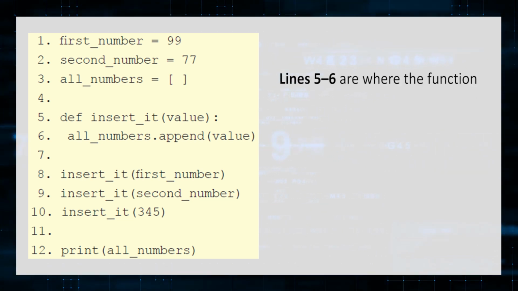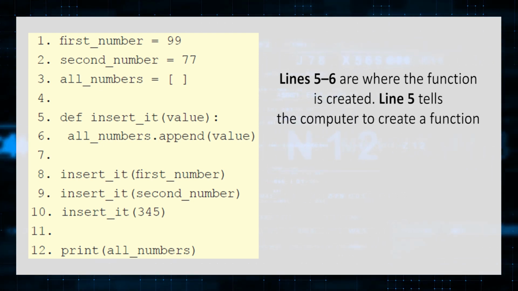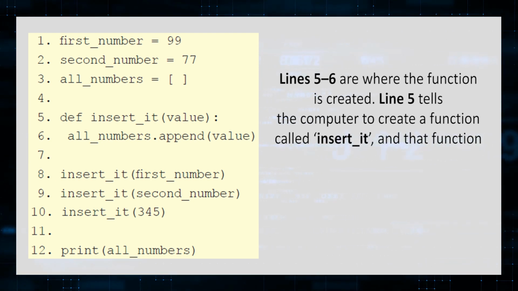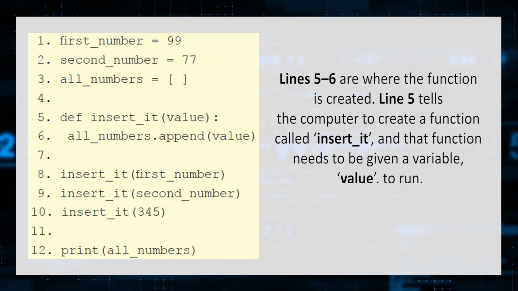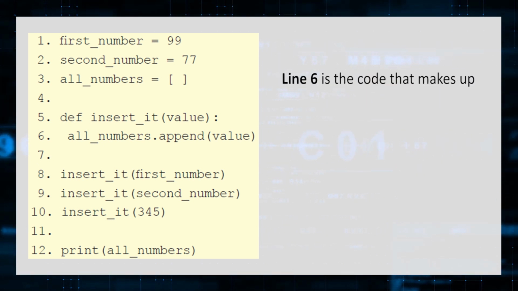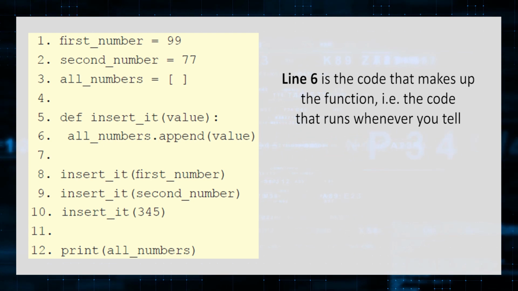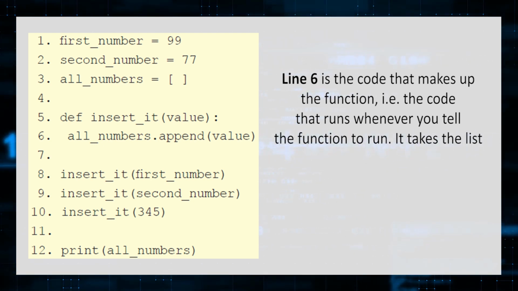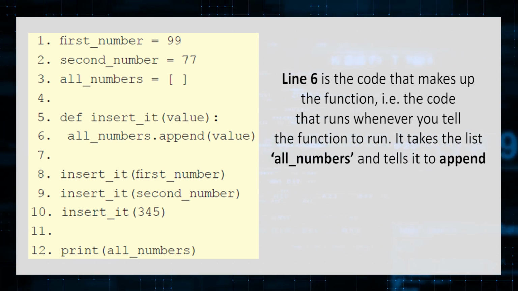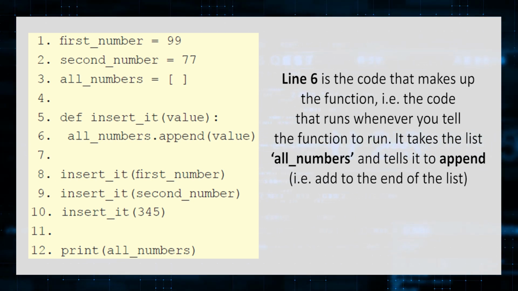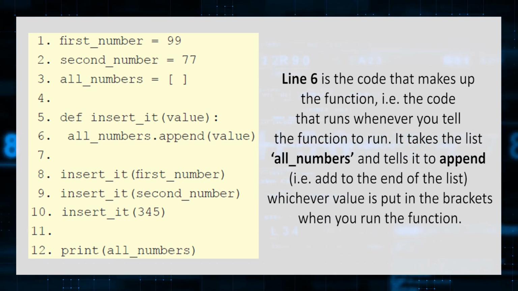Lines 5 to 6 are where the function is created. Line 5 tells the computer to create a function called insert_it, and that function needs to be given a variable value to run. Line 6 is the code that makes up the function. That is the code that runs whenever you tell the function to run. It takes the list, all_numbers, and tells it to append, that is add to the end of the list, whichever value is put in the brackets when you run the function.